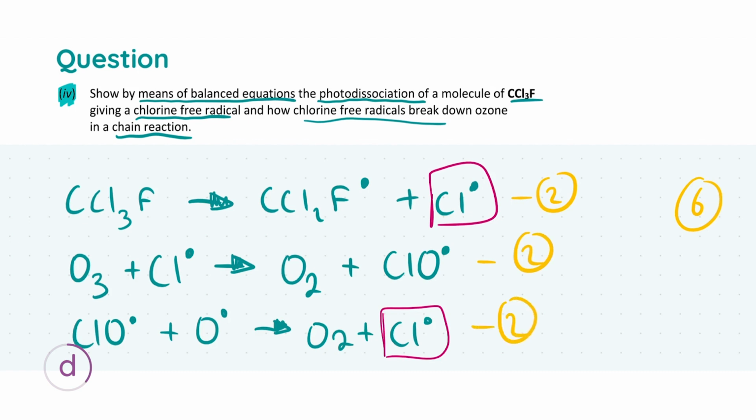And what you can do, just visually, is verify that these are all balanced. Look at this top equation here, for example. What you'll find is on the left there is 1 carbon, on the right there's 1 carbon, on the left there's 3 chlorines, on the right there's 3 chlorines, albeit one of them is now a free radical.